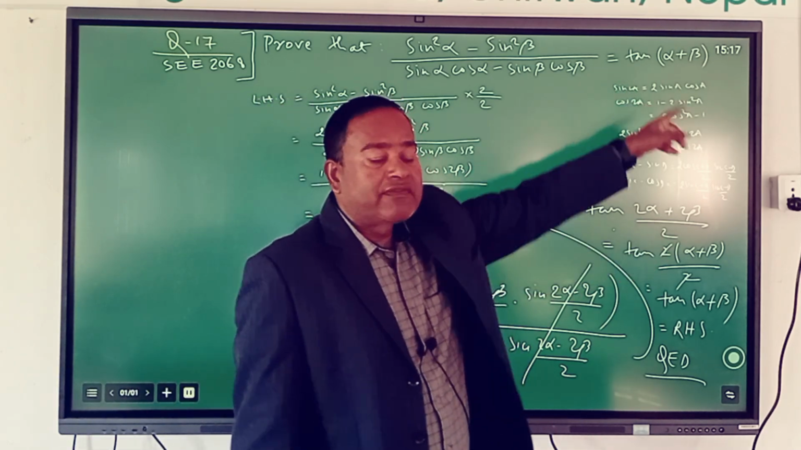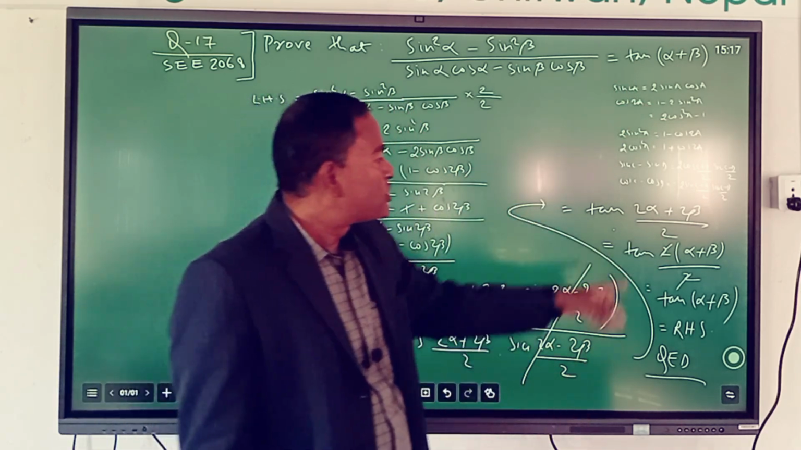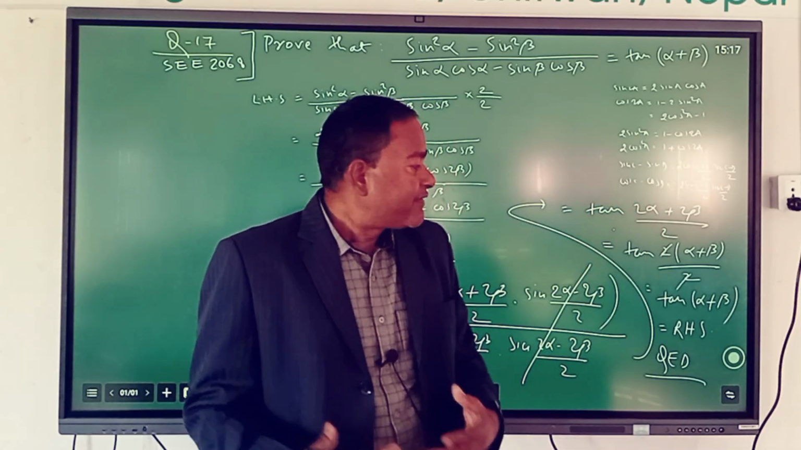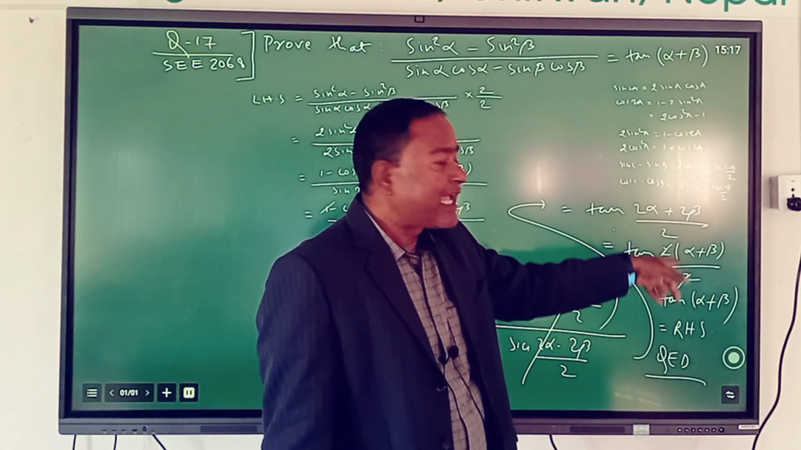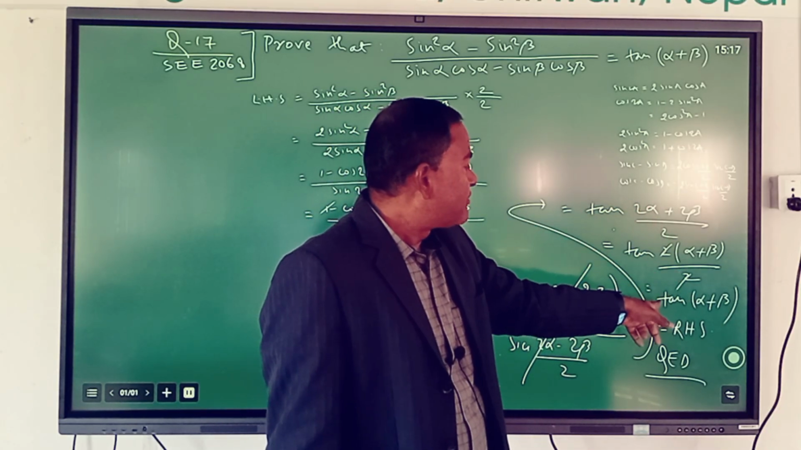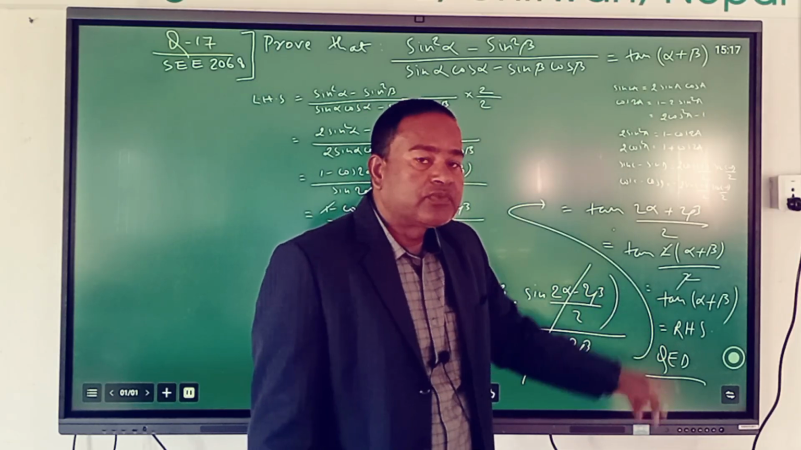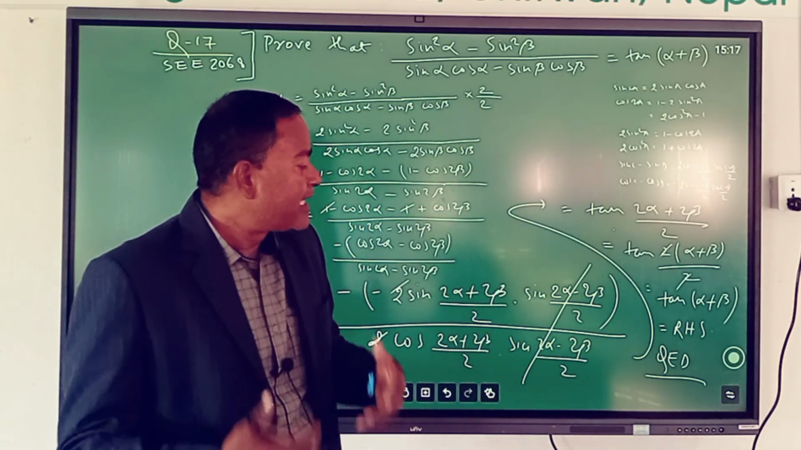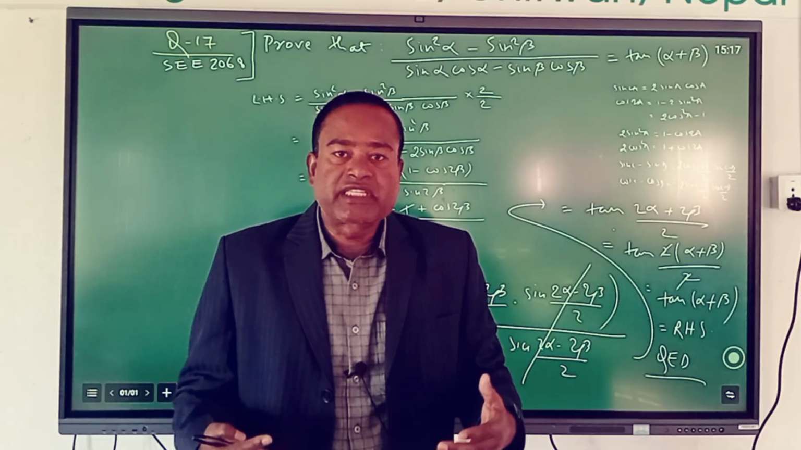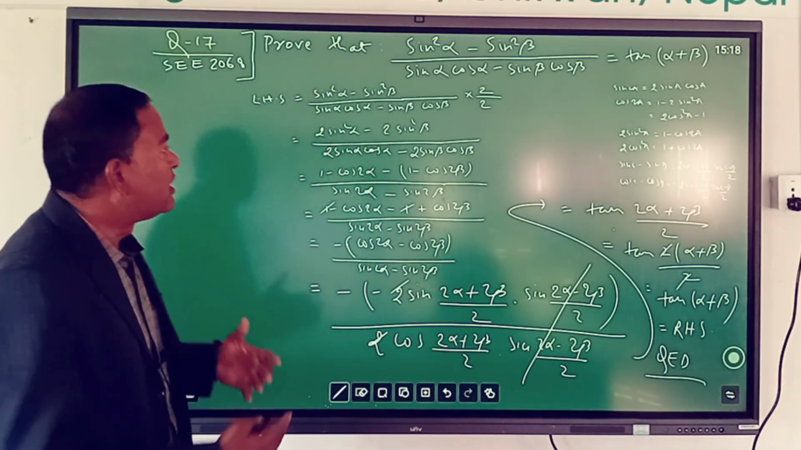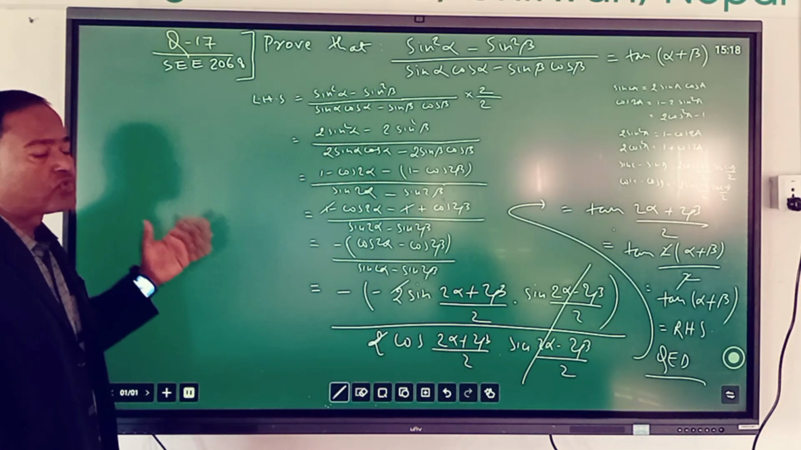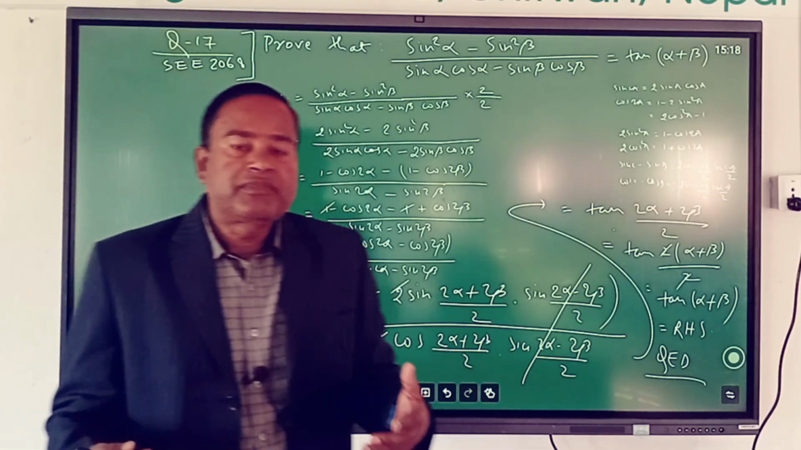We need tan (alpha plus beta) in RHS. So by taking 2 common, we have cancelled 2 from the angle. Then we have got tan (alpha plus beta), which is RHS. Hence it is proved.